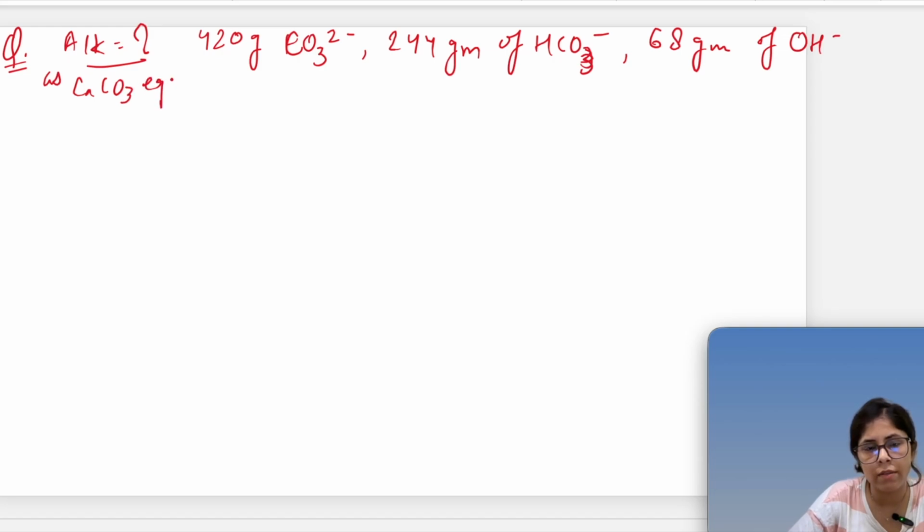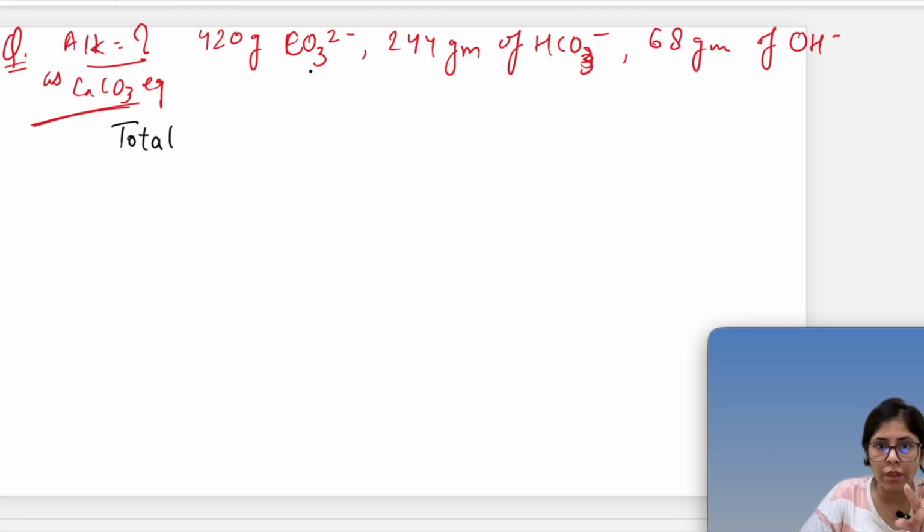as CaCO3 equivalent. Okay, there is one thing that I wanted to tell you. I didn't tell the full formula of alkalinity. When the volume of titration is given, we'll be using the volume formula and the table that I created, and when the weight of each and every ion is given in grams or gram equivalent, we'll be doing it by this.